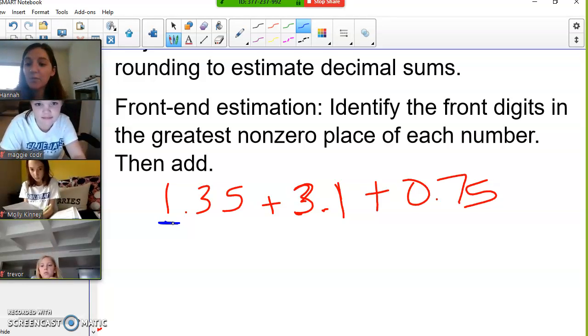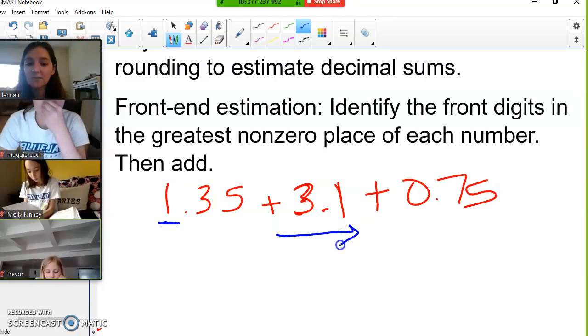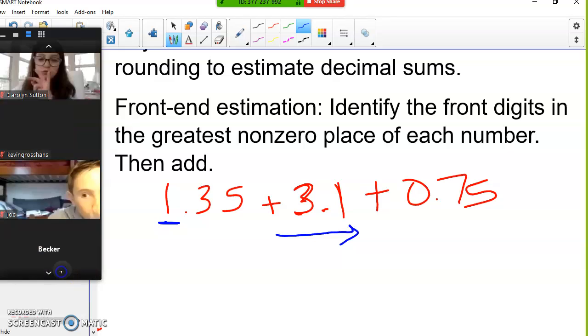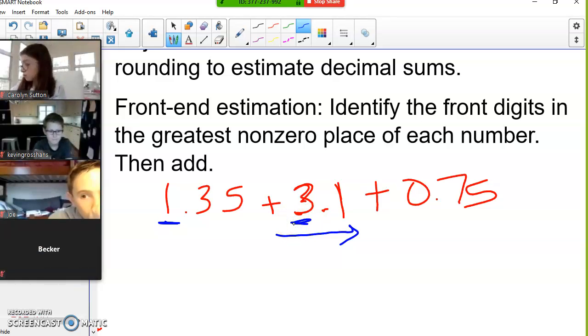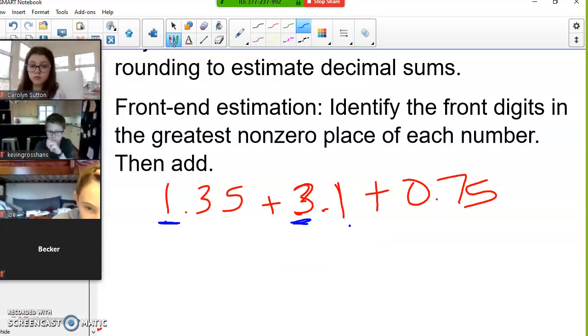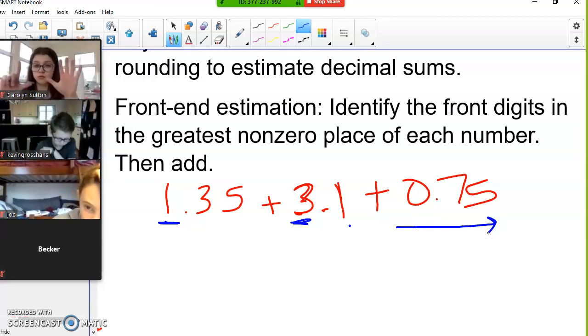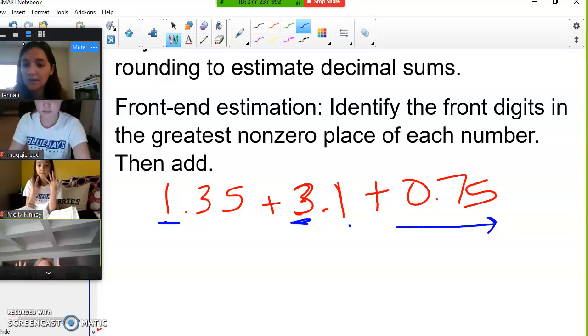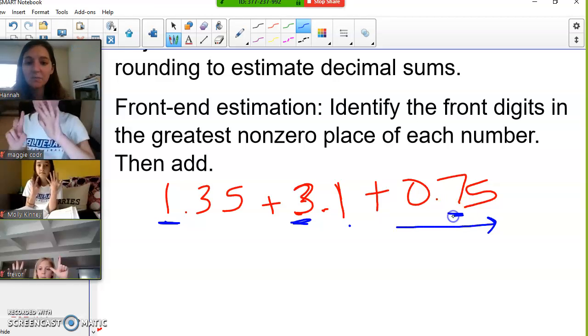Okay, and if I have 3.1, what is the first non-zero number? So if I'm starting over here and I'm moving this way, what's the first non-zero number? Will you show me with your fingers? Good, I see 3. Awesome. Okay, so we have 3. And then as we continue forward, we have 0.75. What would be the first non-zero number if I start from the left and move to the right? Very good. I see Eloise got it right. Good, Kate. Awesome. 7 would be the first one.